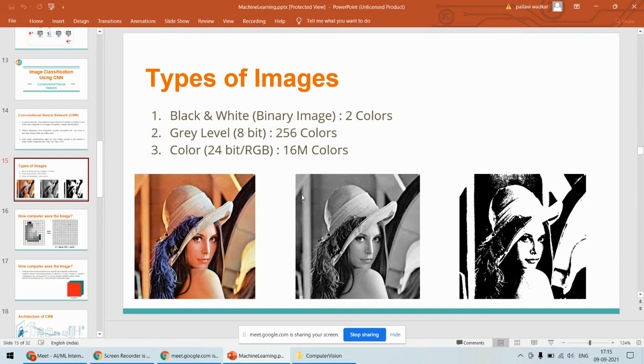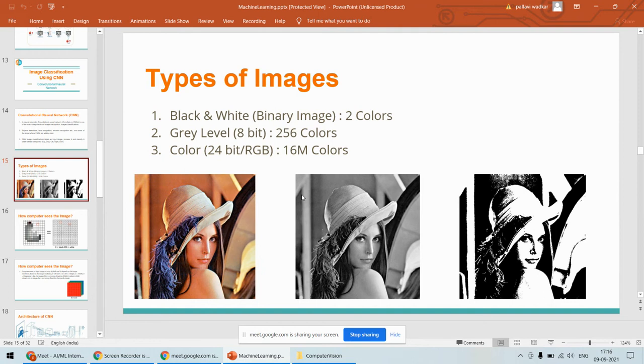And the leftmost image is the color image, which is a 24-bit image. It is having three different planes: red, green, blue. That's how it is called RGB. And the total number of colors that are possible are 16 million colors. 16 million different colors can be there in the case of a color image. And a color image obviously carries the highest amount of information when I compare that with the grayscale image and also with the black and white image.